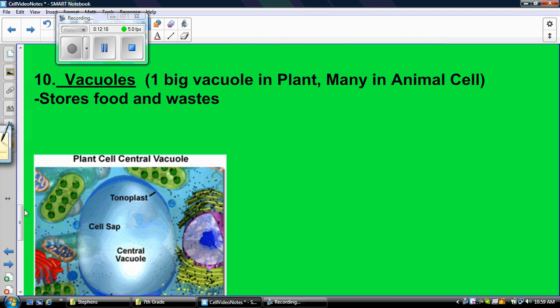Okay, then we have a vacuole. Now it's a little bit different. They're found in both plant and animal cells, but there is a difference. A plant cell only has one big vacuole. In animal cells, there are many. All a vacuole does is store food and waste of the cell. Waste like extra CO2, anything from when organelles get broken down. The vacuole will store it for a certain amount of time, and then it'll get expelled out of the cell.